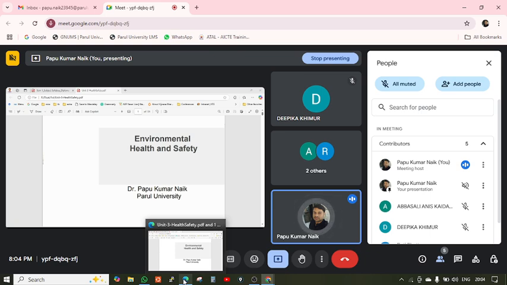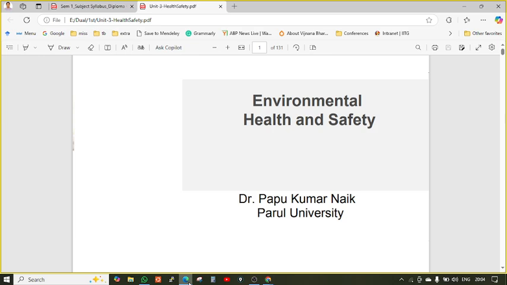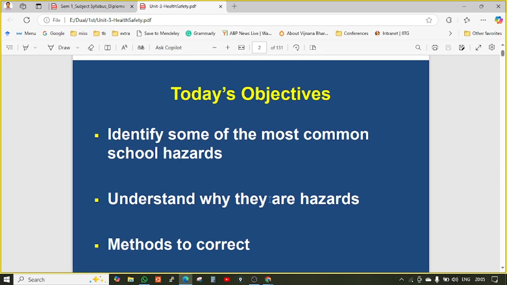Both things are interrelated. So whenever you are studying the course in safety and management, we are talking about industrial safety, and industrial safety related to environmental safety. For example, let's see the different things. These are the objectives: identify some of the most common school hazards. What do you understand by hazards? Because safety is related to hazards.